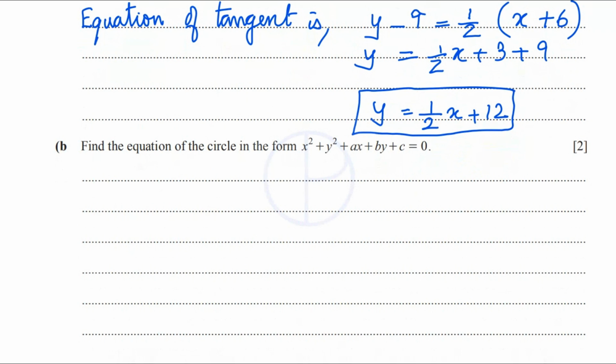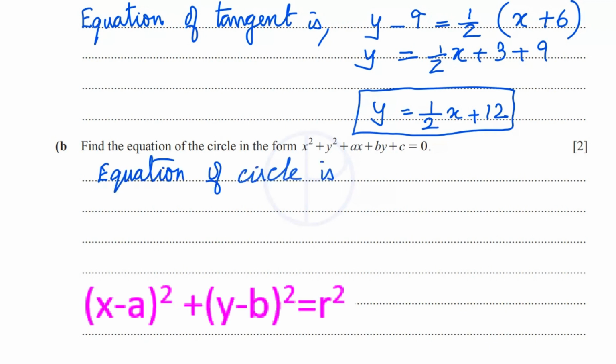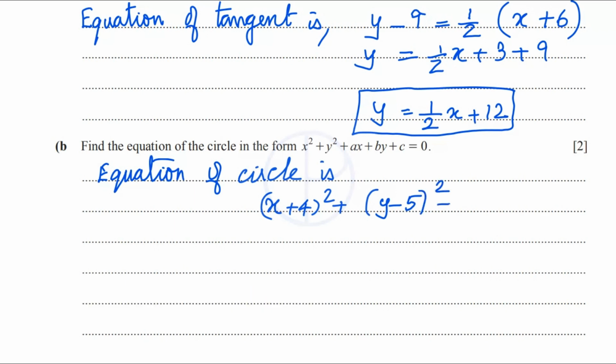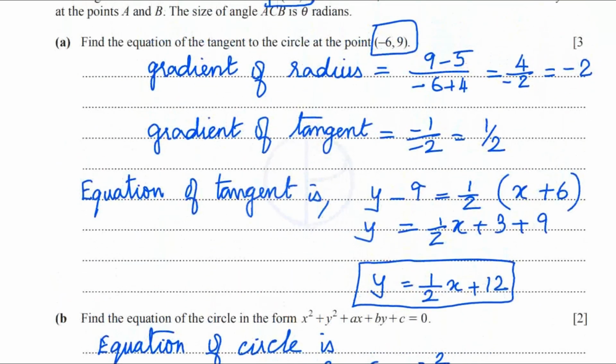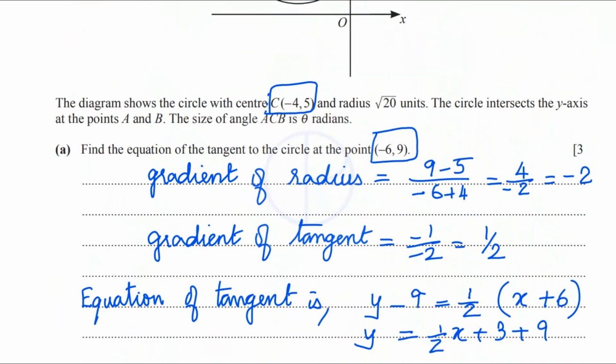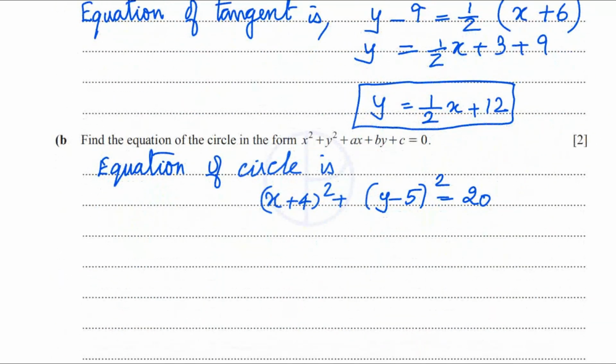The next part of the question is: find the equation of the circle in the form x squared plus y squared plus ax plus by plus c is equal to 0. So the equation of the circle is (x minus of minus 4, which is plus 4) plus (y minus 5) the whole square equal to square root of 20 square, which is 20.